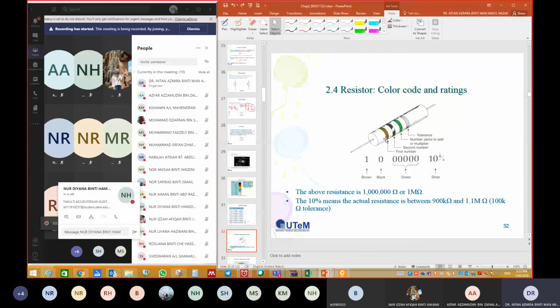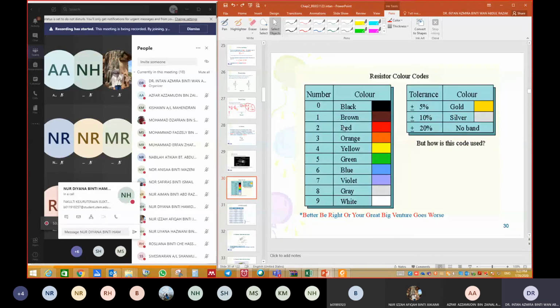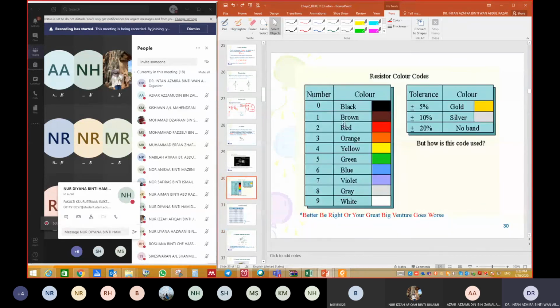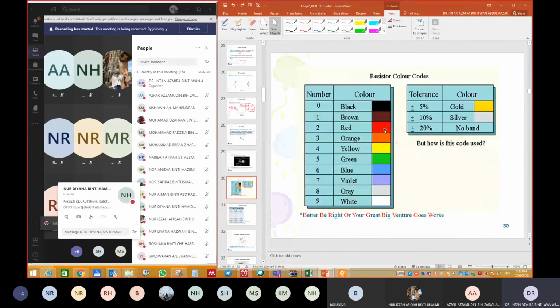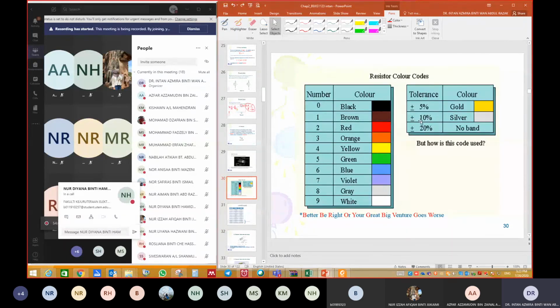So this is the first band. It is brown and then black. The third band is green and then silver. So brown represents number 1. Black is 0, so we put 0. Then green is 5, so 5 zeros: 1, 2, 3, 4, 5. And then silver is 10%.